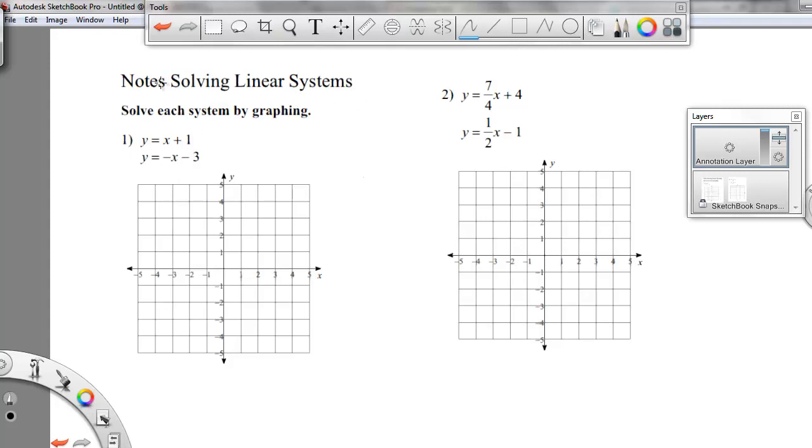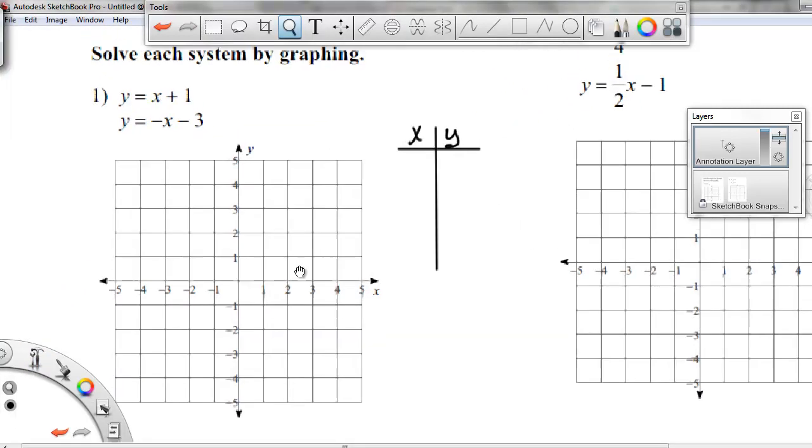Now what we're going to be doing in this video is we're going to be solving this linear system by graphing. We already know how to graph, and we'll go ahead and review that. I will go ahead and create a table for this first equation, equation number 1. We have our x and our y values. I'm going to make this just a little bit bigger.